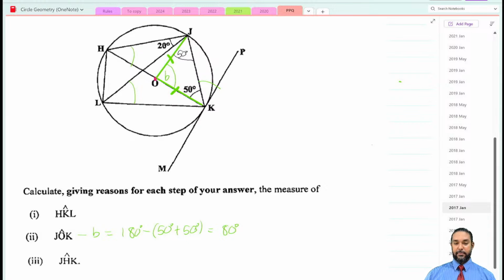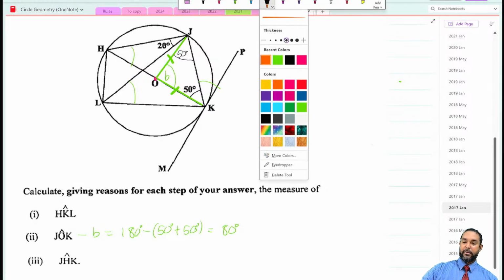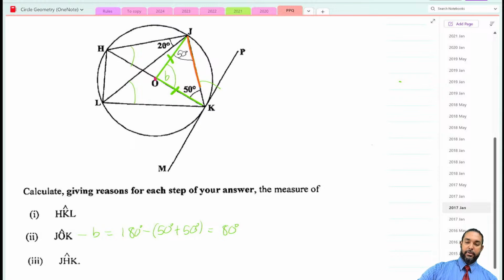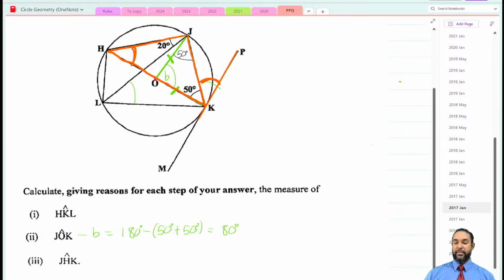Wait. So that's GHK. Yeah, because look, if you look at it, this side here is a chord, not so? And this line here is a tangent. If you focus on this triangle here, the angle between tangent and chord is equal to the angle in the alternate segment. So that's a way easier way to find it.